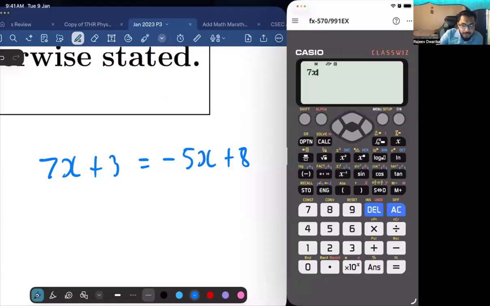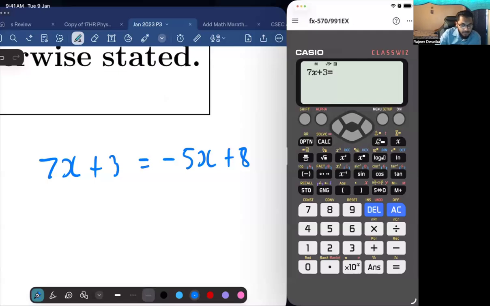Oh yeah, I get it. So you see 7x right now in the calculator. Then you're going to press +3. Then you're going to press alpha calc, and an equal sign should pop up. Let me know if you're with me so far.